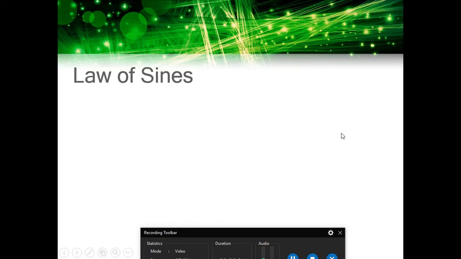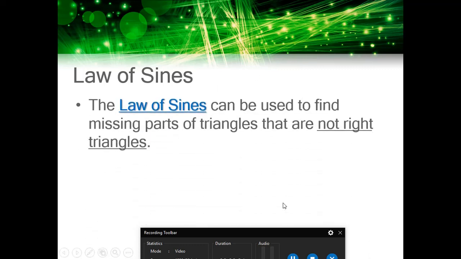So the topic is the law of sines. When we've done any trig ratios up to this point, we said we could only perform those trig functions on right triangles. What we're going to do is deviate from that, and the law of sines can be used to find a missing side or a missing angle on triangles that are not right triangles.